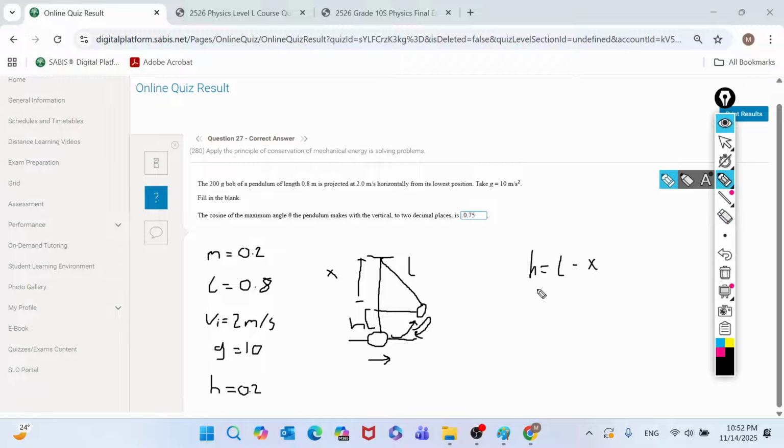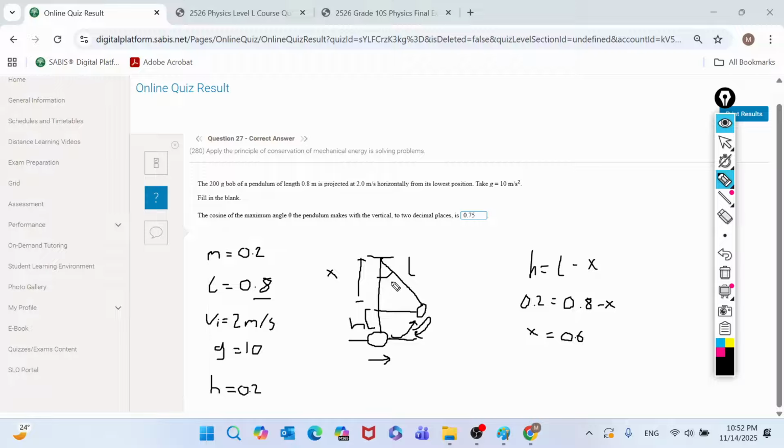Okay, guys, we know that height is length minus x. By the way, this is the cosine of the angle we're trying to find. Yeah, height is length minus x. So 0.2 is equal to length, 0.8, minus x. Here you're gonna get x equals 0.6.